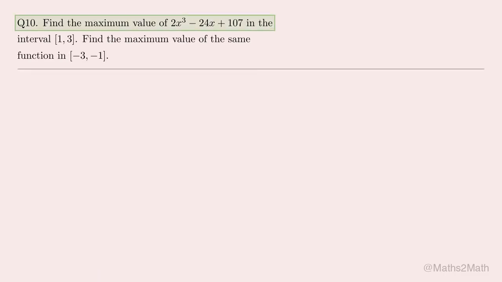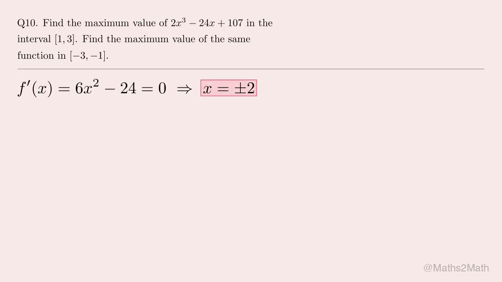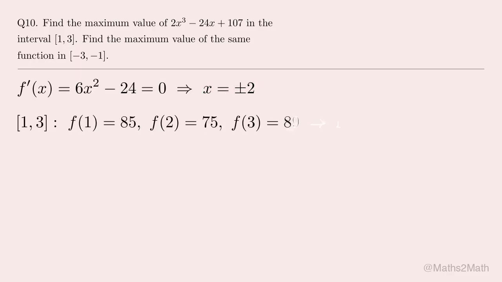Question 10. 1 cubic, 2 intervals, 2 answers. The critical points are at plus and minus 2, 1 inside each interval. The derivative vanishes at plus and minus 2. On 1 to 3, compare f at 1, 2, 3, values 85, 75, 89.